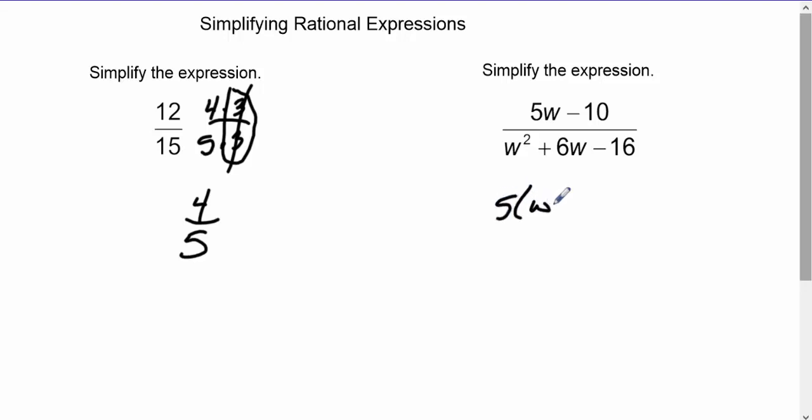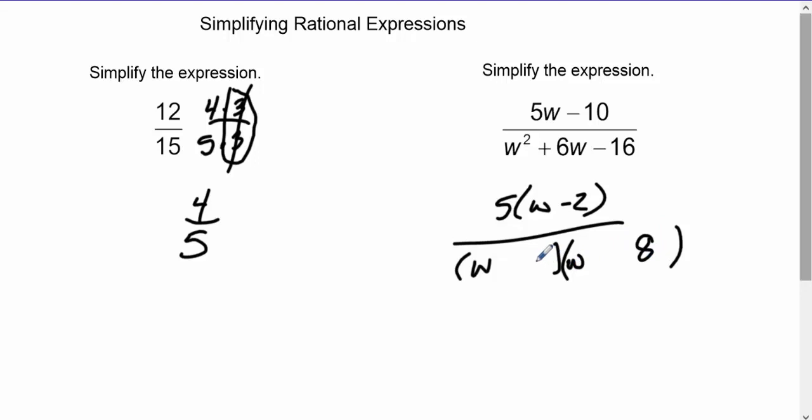GCF, 5. Bottom, x squared plus bx plus c. So we find out what multiplies to 16. Get you 6. That's an 8 and a 2. 8's positive, 2's negative. Now notice all multiplication, and a division. Exactly like factors reduce. 5 over w plus 8.